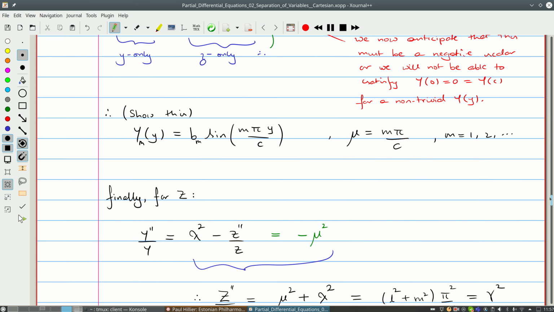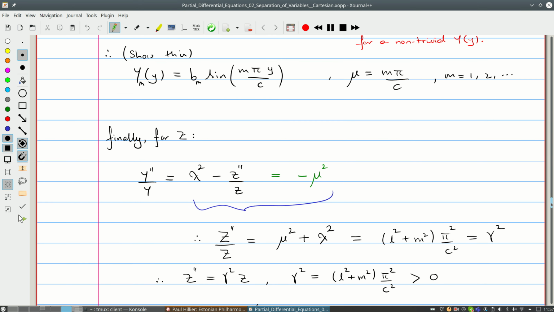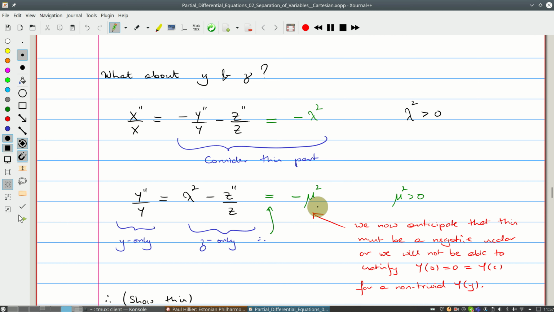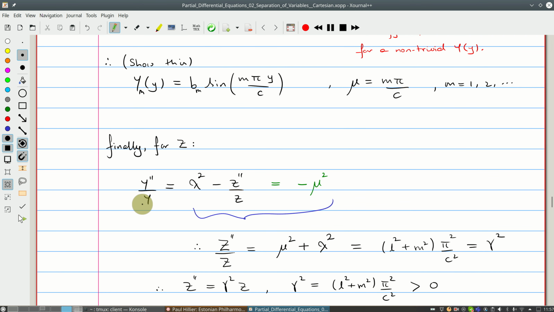So to find an equation for Z, we take this equation now, and we look at just this part of the equation. So I put that down here. This is the above equation for Y and Z. Now we look at just lambda squared minus Z double prime over Z is equal to minus mu squared. This gives us an equation for Z double prime over Z. That's equal to mu squared plus lambda squared.